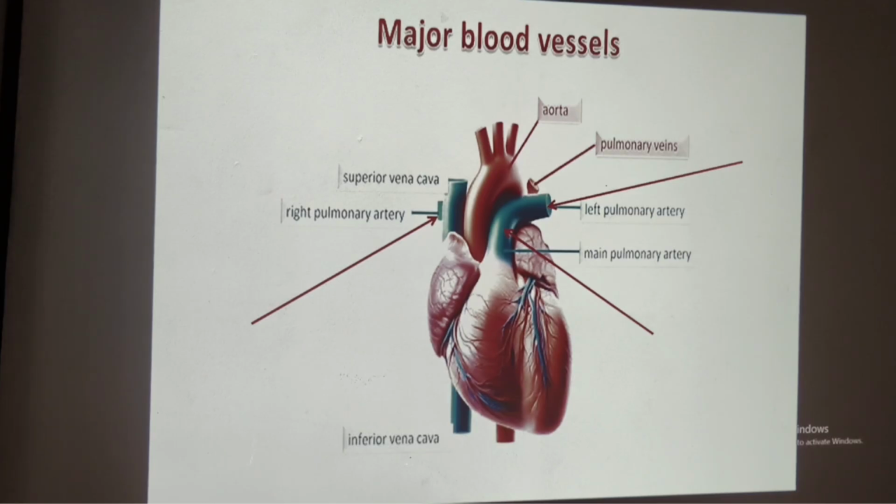You can give a glance. It arises from the right ventricle, that is the main pulmonary artery. Again the division, right pulmonary artery and left pulmonary artery.